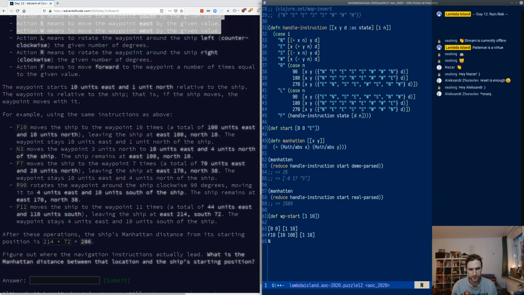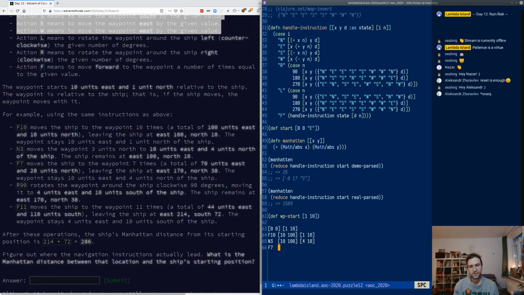Then we go N3, which moves the waypoint 3 units north, to 10 units east and 4 units north of the ship. The ship stays at 10, 100. So our ship is still in the same spot, but our waypoint is at 410: 10 east, 4 north. Our coordinates are flipped compared to theirs, but that's fine.